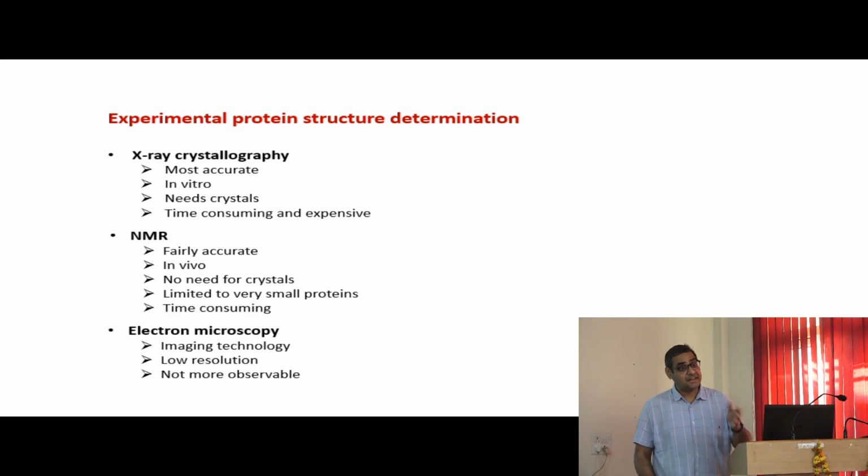Also see what other techniques can help you. If you are not sure that crystals will be available, or crystals will be difficult to have, then you can have NMR only, or you can have electron microscopy based on your own requirement and your literature search. The second part, which is not written here, is about literature search.